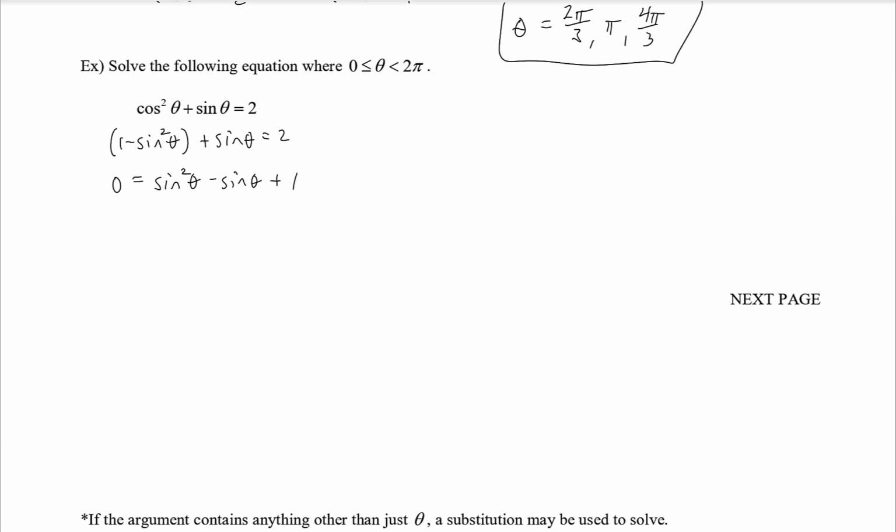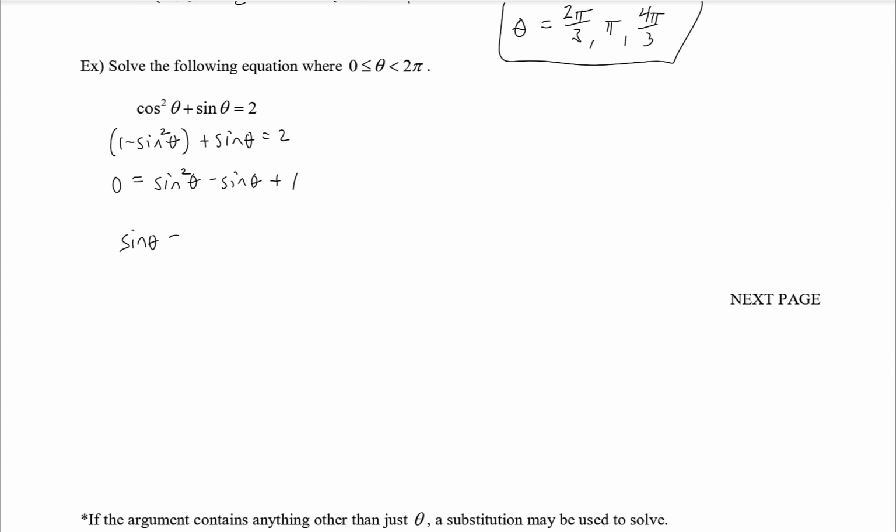Let's move everything to one side here. So if I move that over, it's sine squared. Move that over, it's negative sine. 2 minus 1 is 1. Now, this doesn't factor. This does not factor. Nope. I don't think it's going to factor using integers. So we could try the quadratic formula.